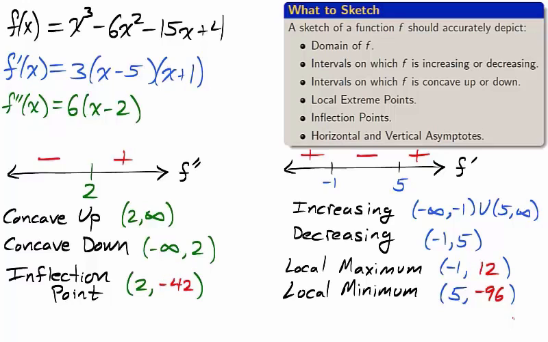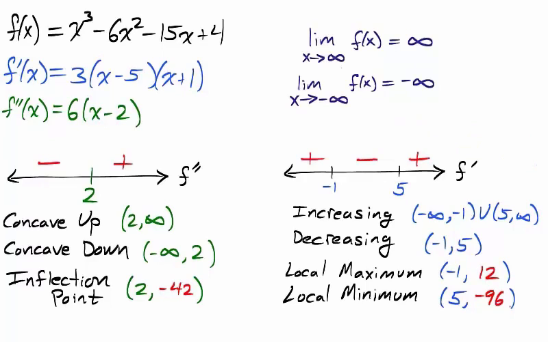Calculating f of -1, f of 5, and f of 2, the y values for all local maximum, minimum, and inflection points, we are in a position to sketch all but the end behavior of the function. In section 2.5, and from your high school algebra class, the end behavior of a polynomial is dictated by the degree of the polynomial and the sign of the leading coefficient. Since the degree of the polynomial is 3 and the leading coefficient is positive, as x approaches infinity, f of x approaches infinity, and as x approaches -infinity, f of x also approaches -infinity.